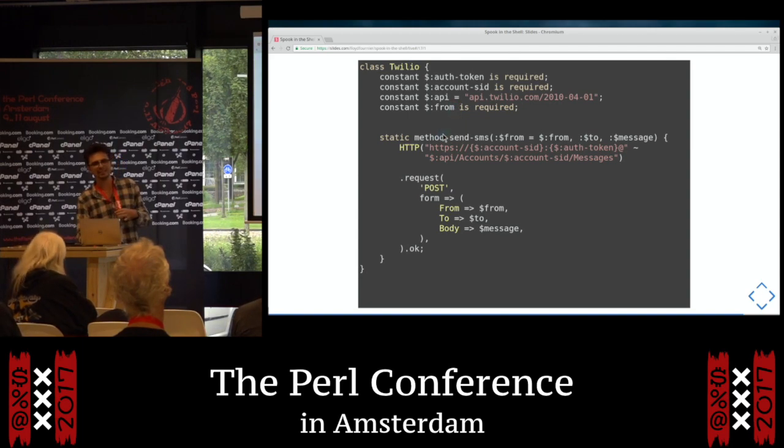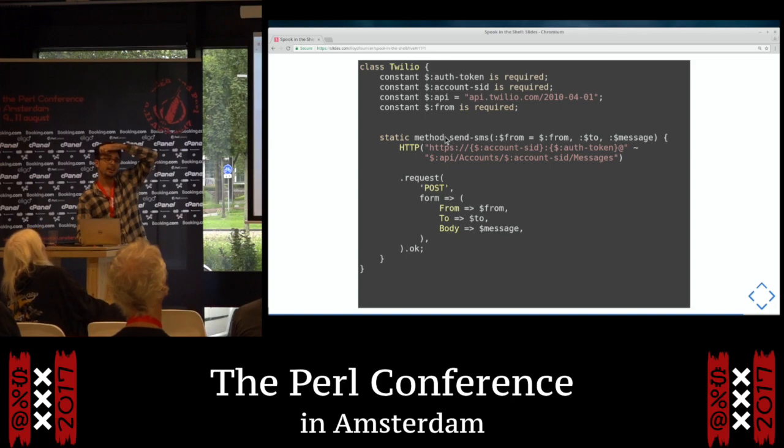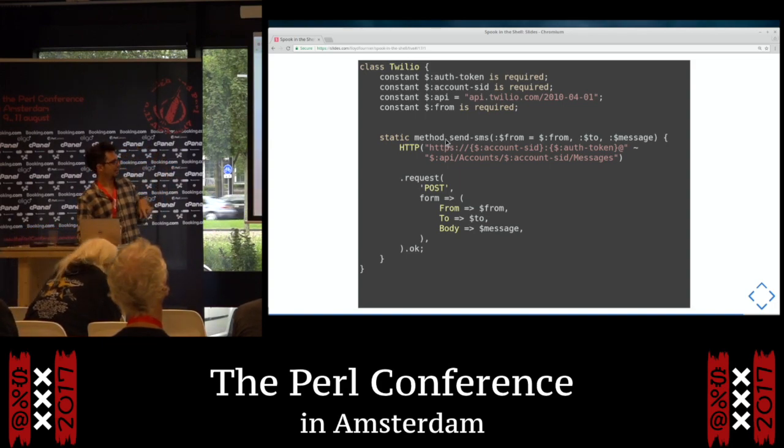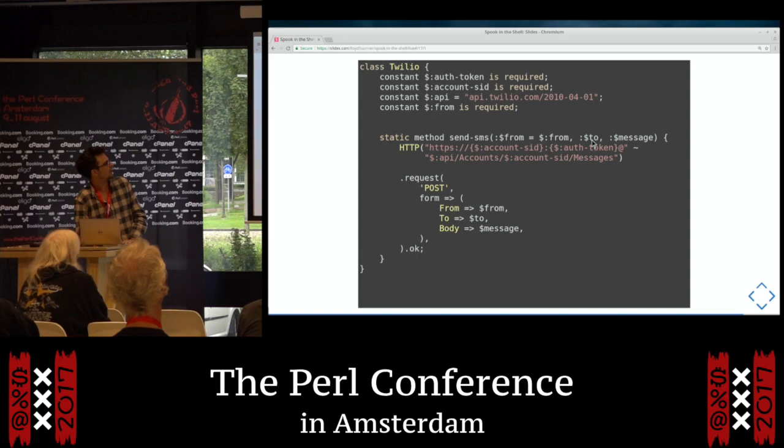I've just got one static method. In Spook, you have to declare static, whereas in Perl 6, you don't normally declare things as static. You have to in Spook because you have to know at compile time whether something is static or not static. So you can send an SMS. The default from is the from option, and then to, and you get the message.